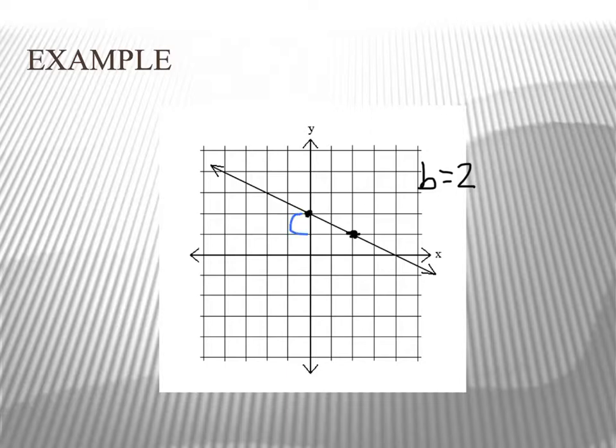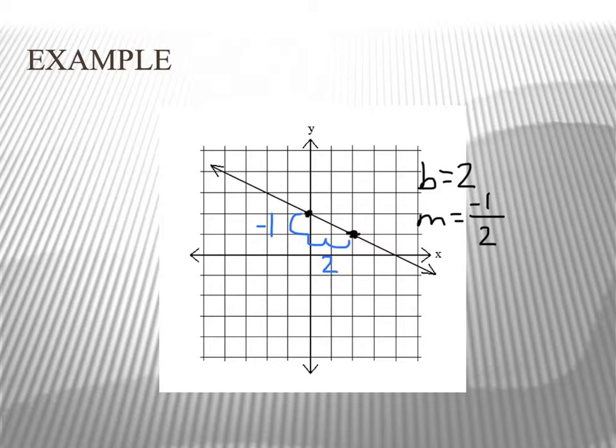My rise is down 1, so negative 1. My run is 1, 2 in the positive direction, so 2. My slope, or my m, equals negative 1 over 2. My rise over my run, negative 1 over 2.